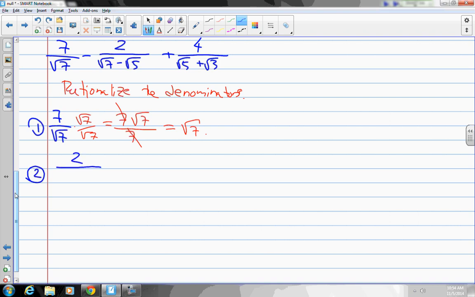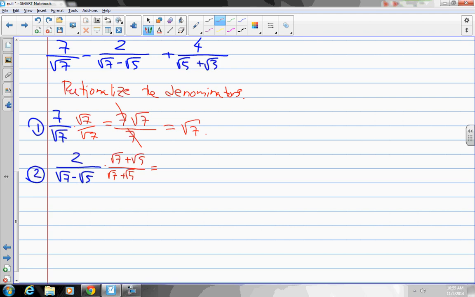So the other one, 2 over square root of 7 minus square root of 5. So I want to rationalize that denominator. What do I have to do? Square root of 7 plus square root of 5. I want to go for the conjugate. So square root of 7 plus square root of 5 over square root of 7 plus square root of 5.